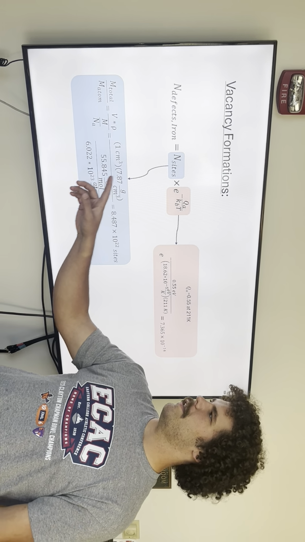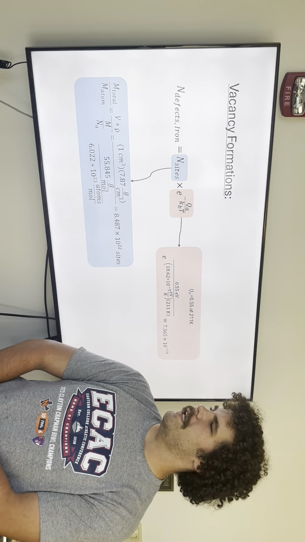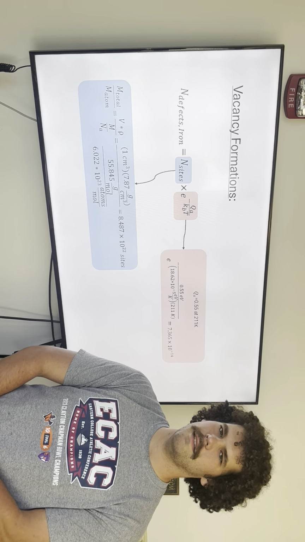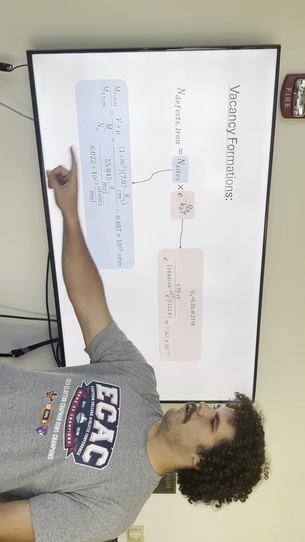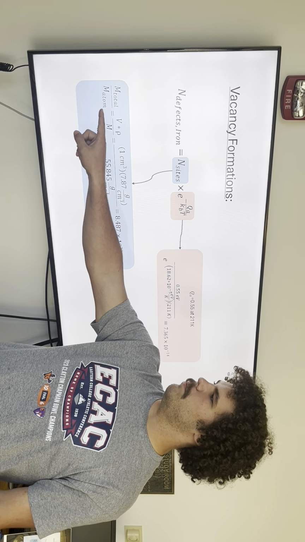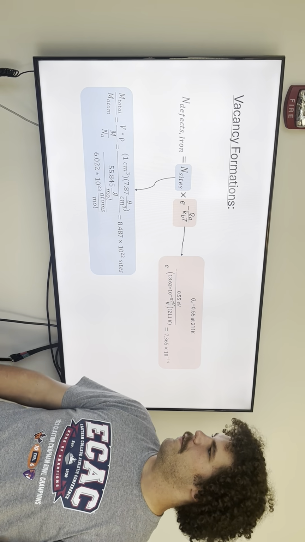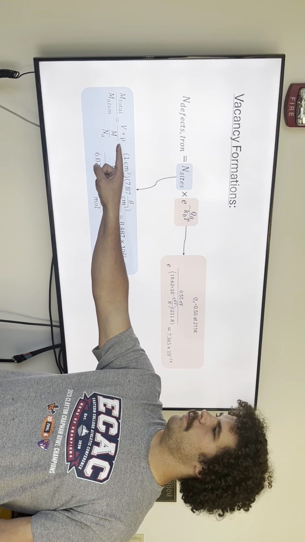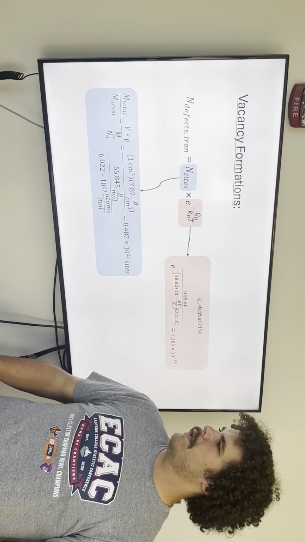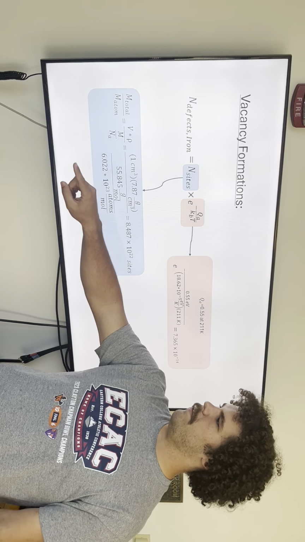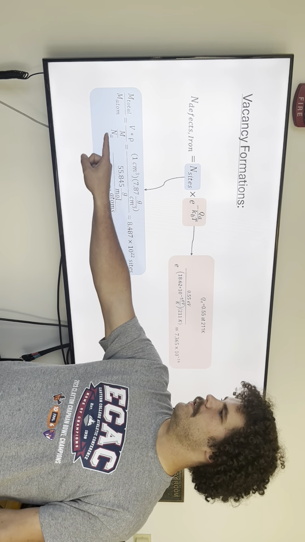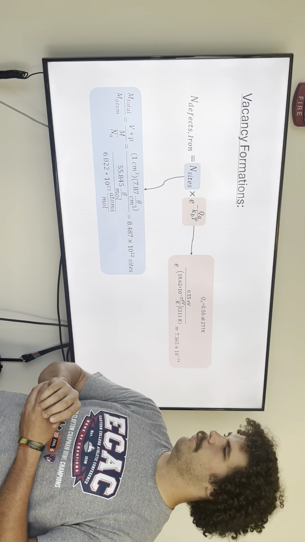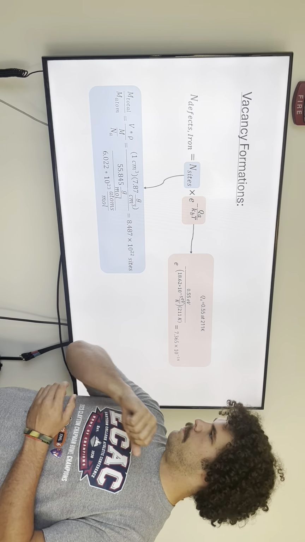So firstly, to calculate the number of sites, we're going to calculate the number of atoms in that cubic centimeter. So to do that, we divide the total mass by the mass of an individual atom, which is the volume of the total cube times the density of the cube, and the molar mass of an iron atom divided by the number of atoms in a mole.